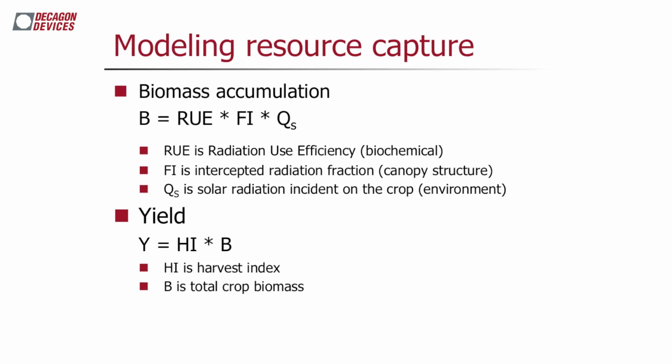Now, how do we find this biomass? Well, that's actually relatively simple. Biomass is the radiation use efficiency of the crop multiplied by the fraction of interception of that crop, relating to the canopy structure, multiplied by the total incoming solar radiation. So the radiation use efficiency depends on the biochemistry of the crop. The fraction of interception depends on the canopy structure, and then we have the actual total solar radiation coming into the crop.